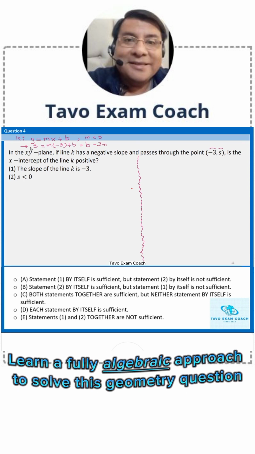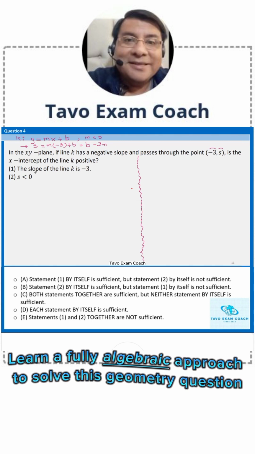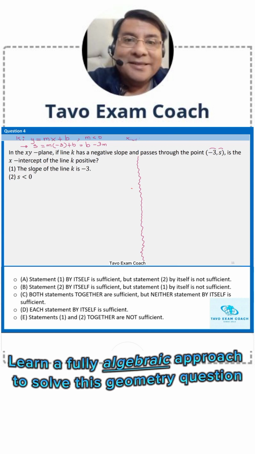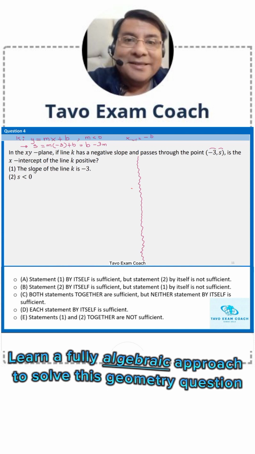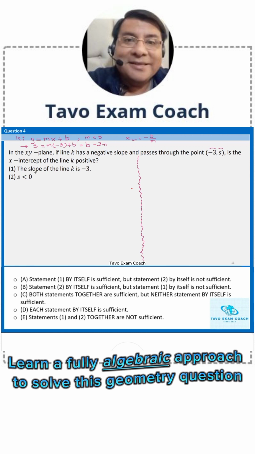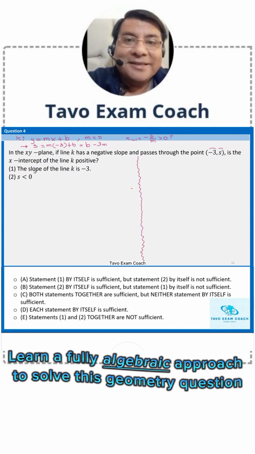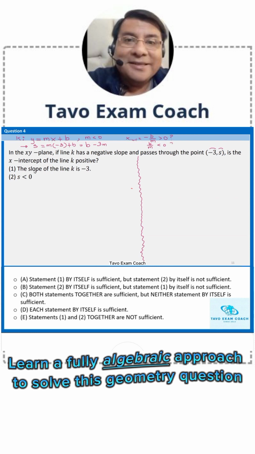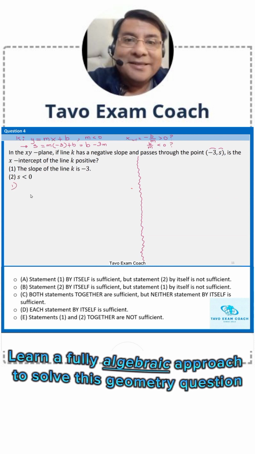Okay, so we're trying to determine whether the x-intercept of the line K is positive. So consider what this means. The x-intercept is defined as the additive inverse of this ratio, b over m. That is the value of the x-intercept. Asking whether this is positive means this, which is exactly the same as b over m is less than 0.